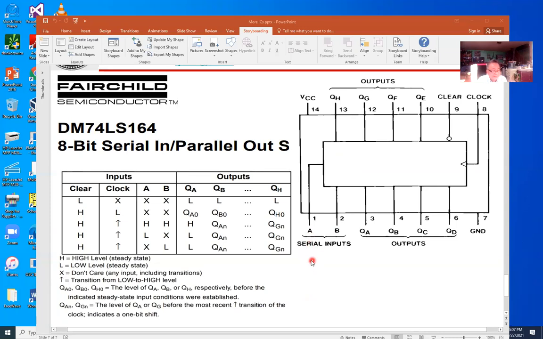Okay? So at the clock, input AB will be shifted into QA, and whatever is at QA will be shifted to QB. Whatever is at QB, shift it out, keep shifting it out. Okay, that's how that IC works. The next lab you will be working on this one.